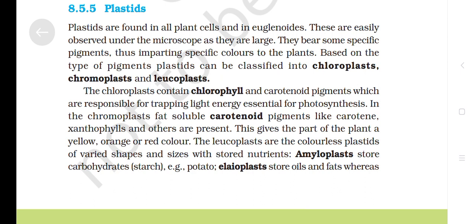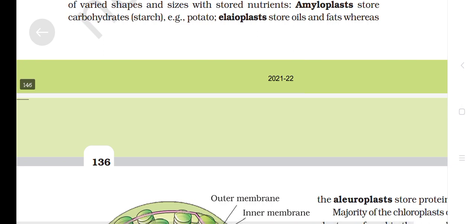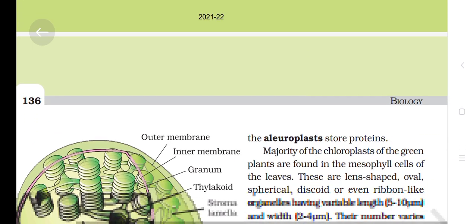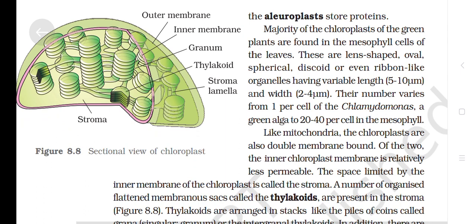The leucoplasts are the colorless plastids of varied shape and size which store nutrients. Amyloplasts store carbohydrate, starch, for example potato. Elaioplasts store oils and fats, whereas the aleuroplasts store protein. The majority of the chloroplasts of the green plants are found in the mesophyll cells of the leaves. These are lens-shaped, oval, spherical, discoid or even ribbon-like organelles having variable length 5 to 10 μm and width 2 to 4 μm.